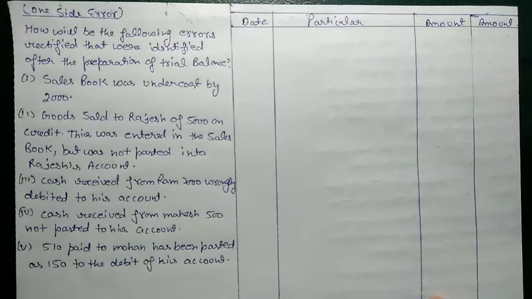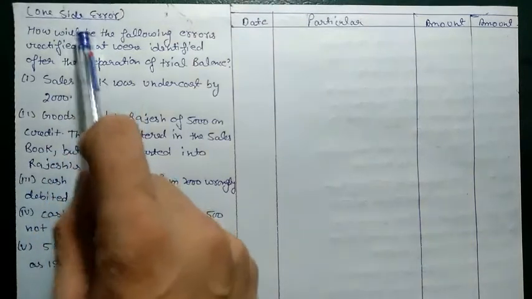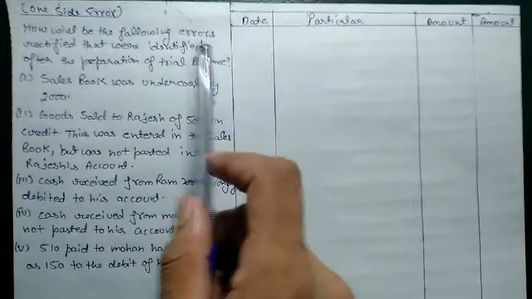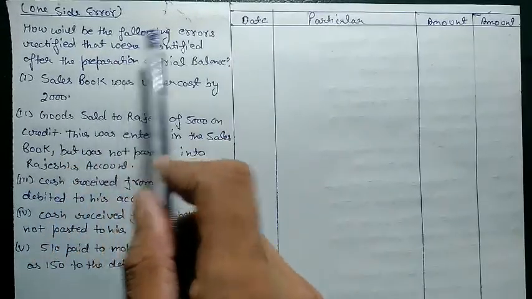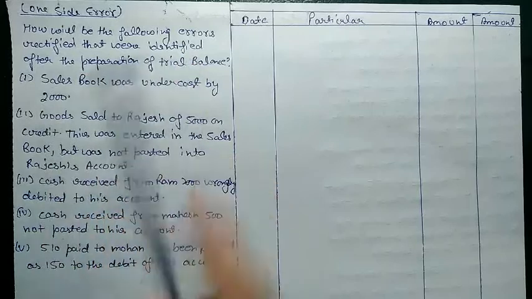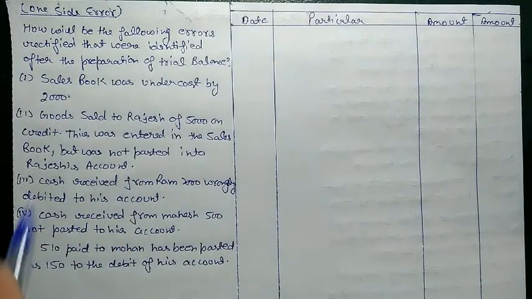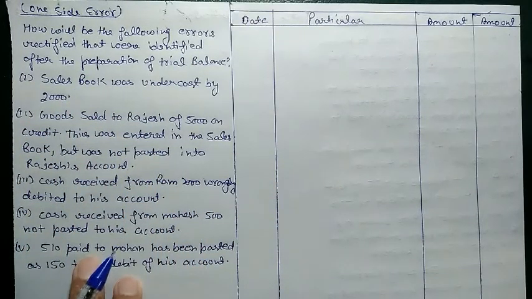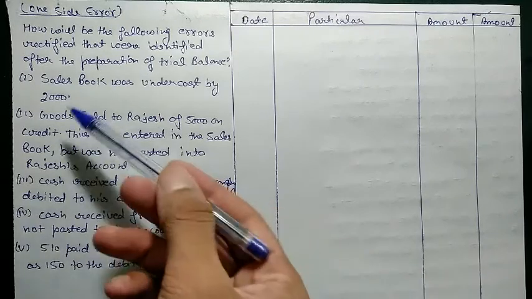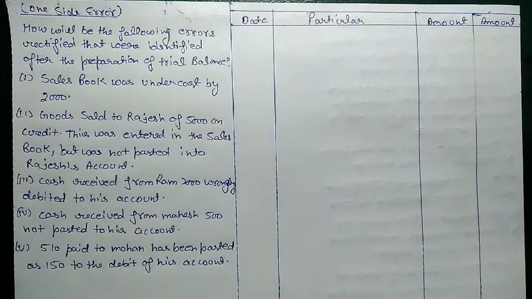So we will have some questions for one-sided error, and we will discuss them. How will the following errors be rectified that were identified after the preparation of the trial balance? These errors we have identified after the preparation of the trial balance, so we need to rectify these entries. First entry: we found that the sales book was undercast by 2000.